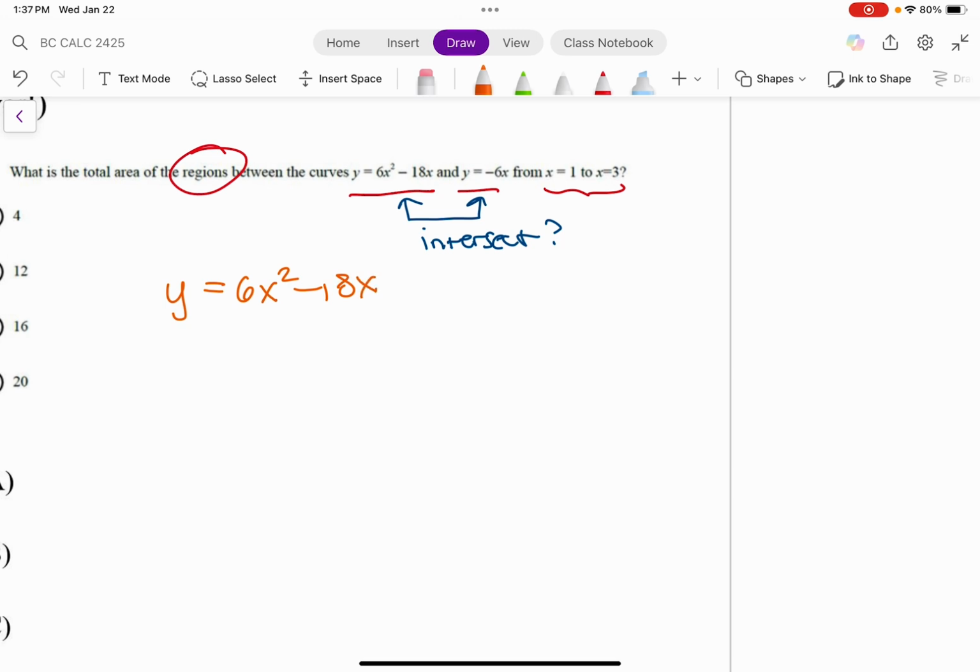It's a parabola that opens up. If I factor out a 6x, now I know that the x-intercepts are (0, 0) and (3, 0).